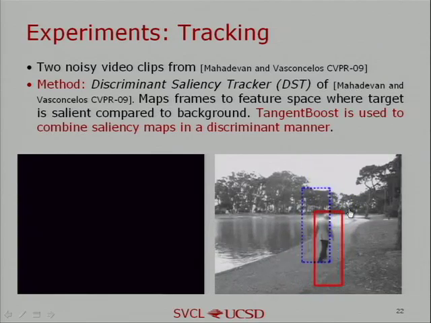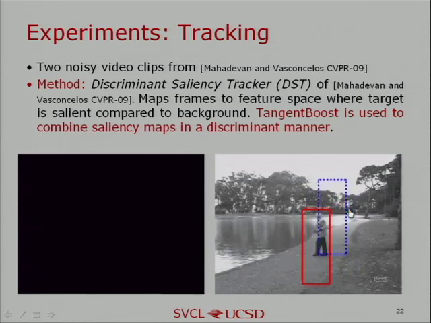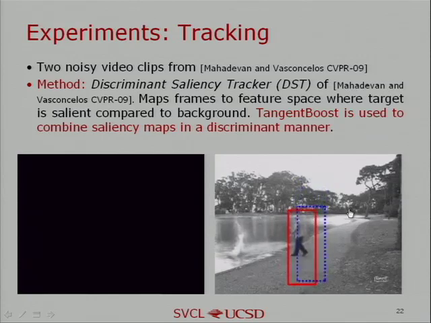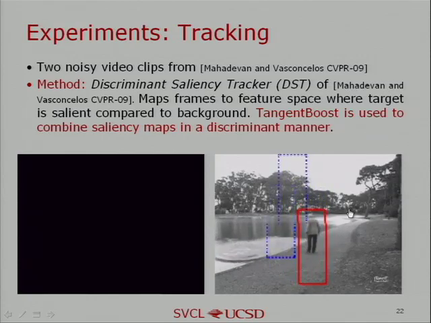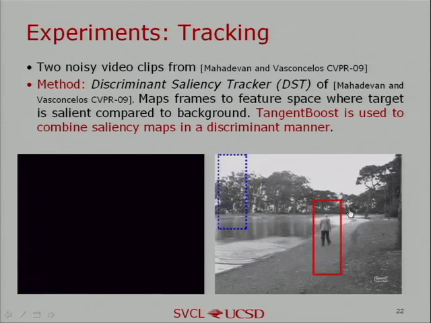So you can see that the tangent loss keeps track of the object, whereas the exponential loss drifts off and loses track. And this is because the person keeps changing shape, and there are plenty of outliers. So it's much more robust.